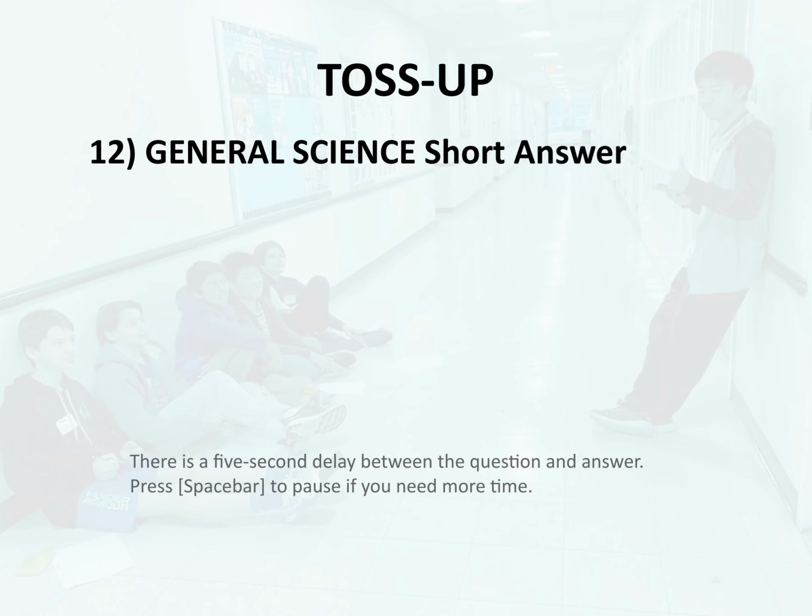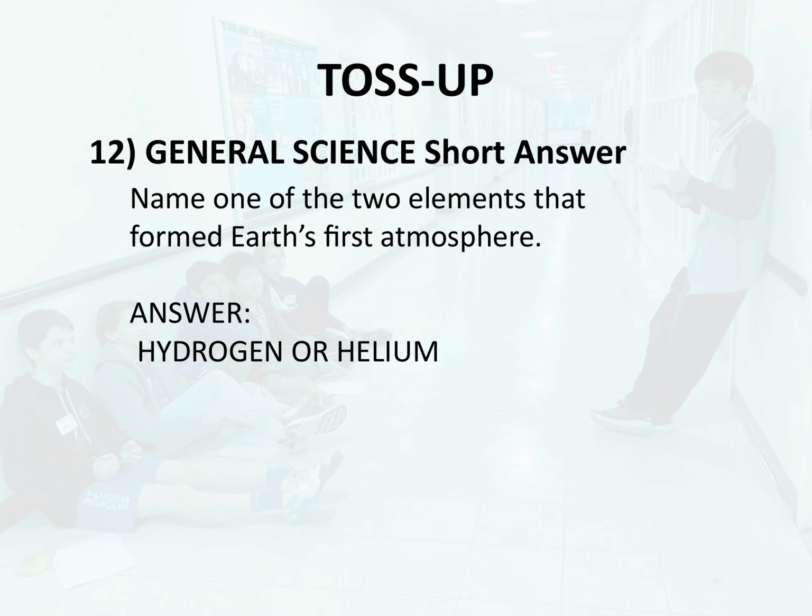Toss-up 12. General science. Short answer. Name one of the two elements that formed Earth's first atmosphere. Answer. Hydrogen or helium.